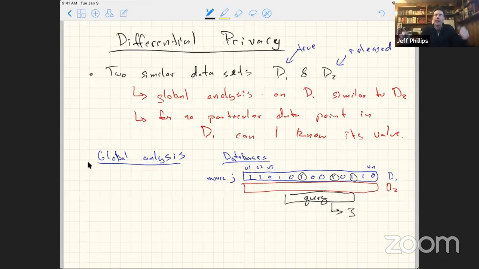So this would be an example of a query. And so an example question is, was this query, of this subset of these users, larger than 4?